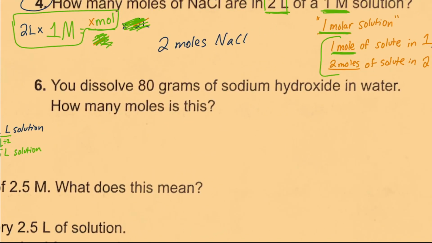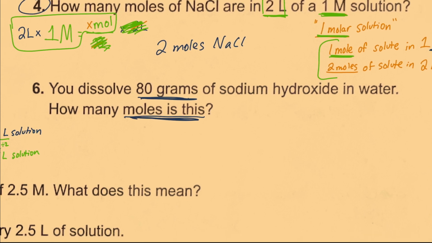Number 6. This time, they give us grams. Say we dissolve 80 grams of sodium hydroxide in water. We want to know how many moles this is. Grams, moles. I don't have anything about liters here, and it's not asking anything about molarity. This is just a straight, it wants to know how many moles of sodium hydroxide is in 80 grams. So this is like what we were doing. We've been doing this for weeks now. This is just a gram to mole conversion.